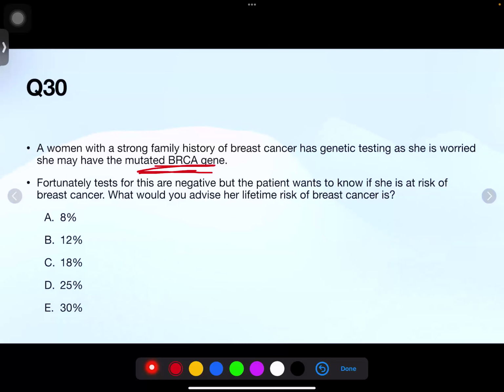Again, the mutated BRCA has come. They have asked that fortunately the tests are negative, meaning the BRCA is not present. So basically, they are asking about the lifetime risk of breast cancer in the general population. So that would be, any guess? 30? 12, 28, 25, 30?